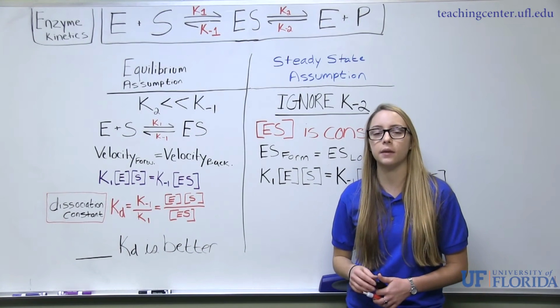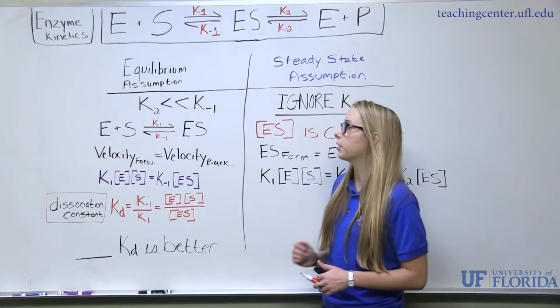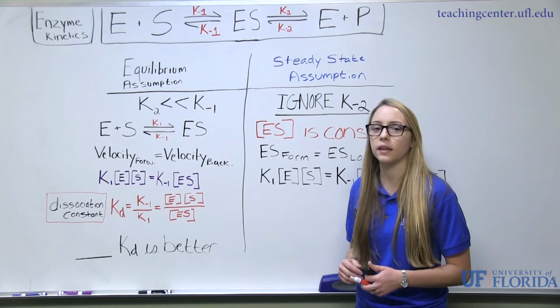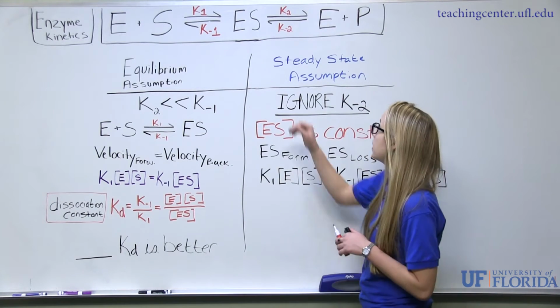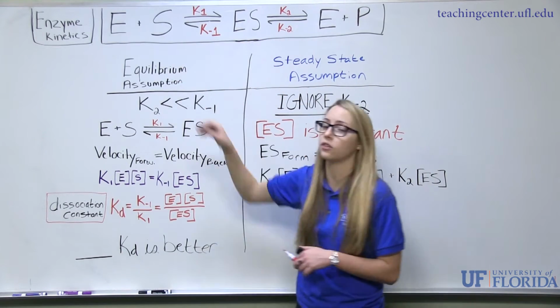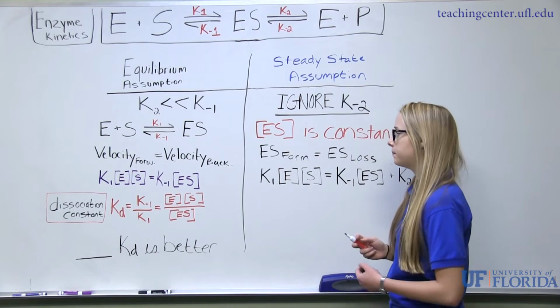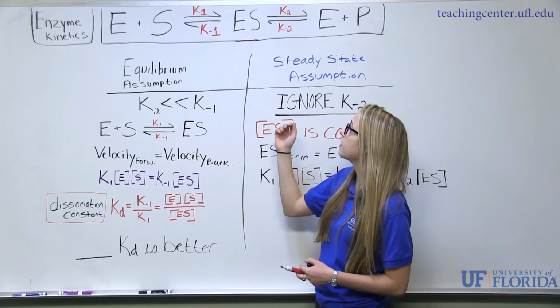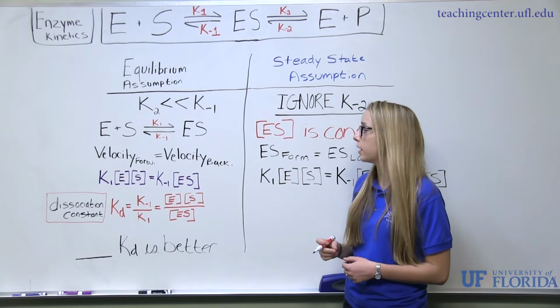When we're looking at enzyme kinetics, we have to make two assumptions. The first assumption is the equilibrium assumption. Here we're saying that K2 is a lot less than K-1. By this we mean that product formation is a lot slower than ES dissociation back into E and S. So what does that mean? Essentially, we can just say that we reach equilibrium in the first part of the reaction very quickly.